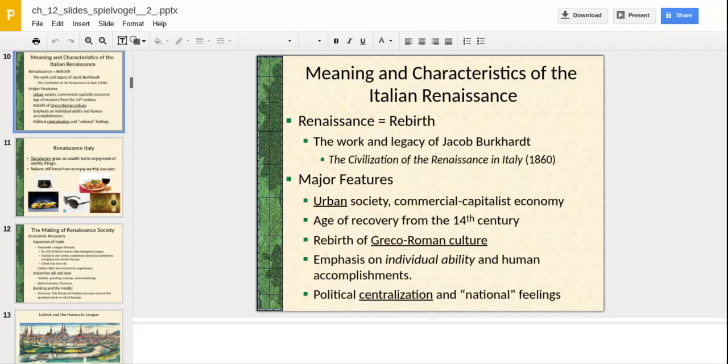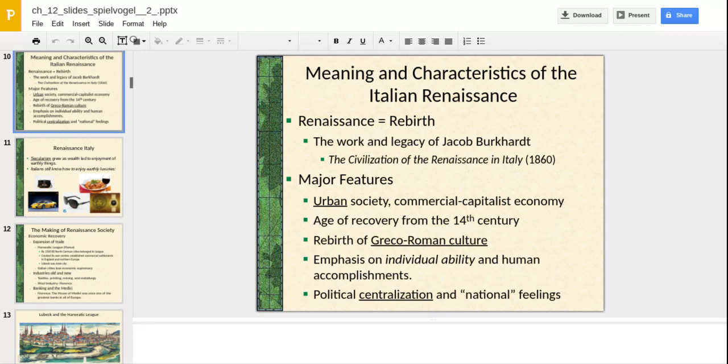Remember that very much. Urban, commercial capitalist economy drives this. It's recovery from that 14th century, rebirth of Greco-Roman culture. You see great emphasis on individual ability and human accomplishments, that human beings are incredible. You also see political centralization and national feelings.